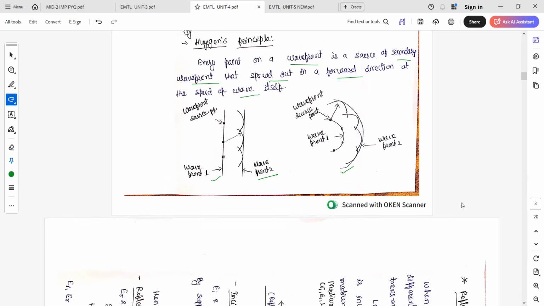You can draw the diagram also, as well as write the definition. Depending on the marks, it is generally a 1 mark question, meaning you can write the definition. For a 2 mark question, we have to draw the diagram also.